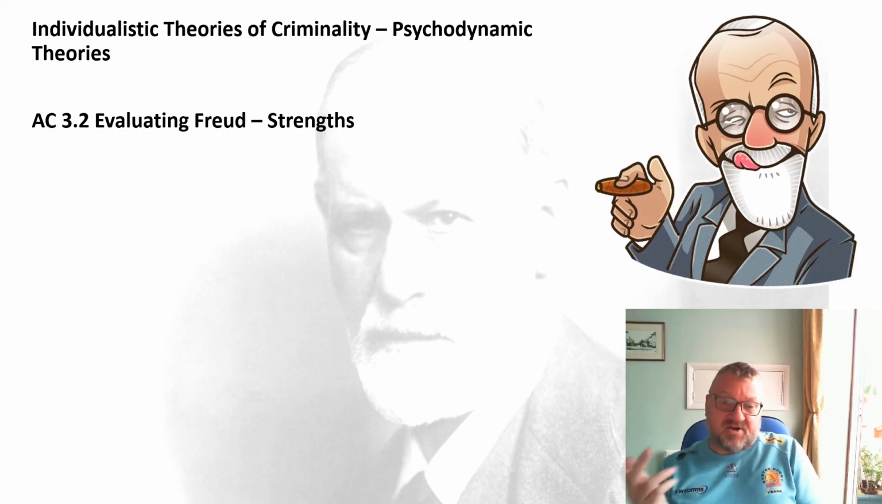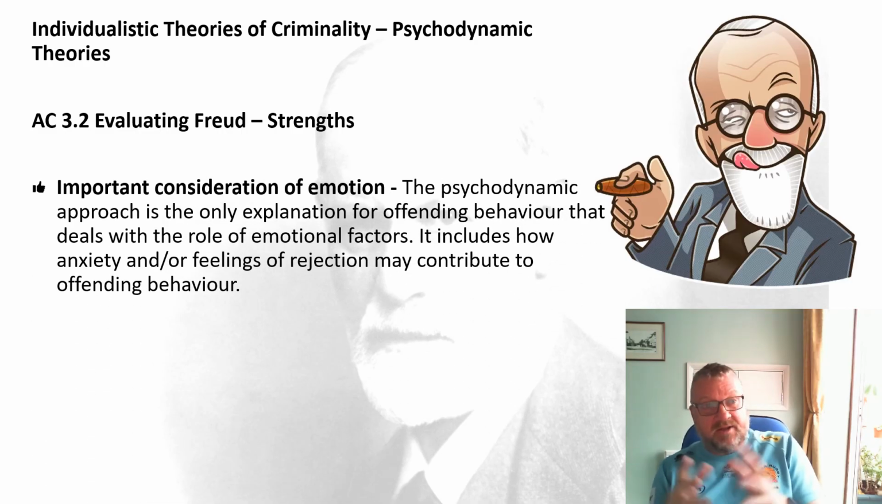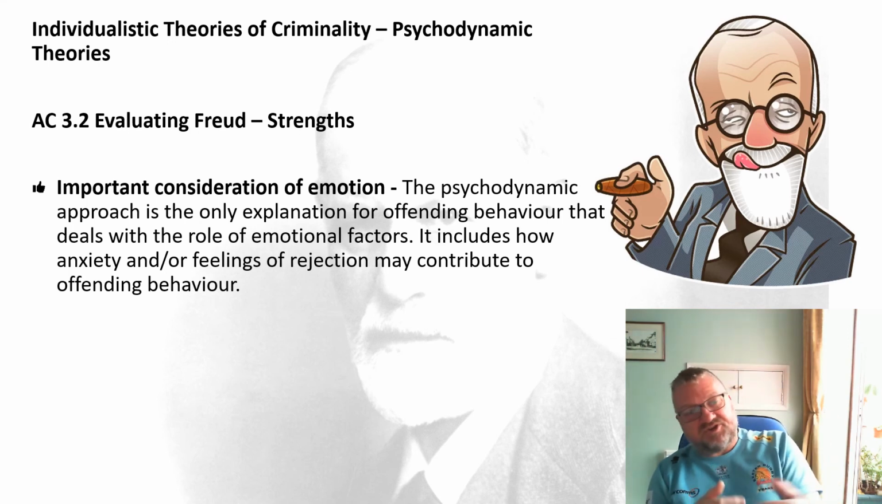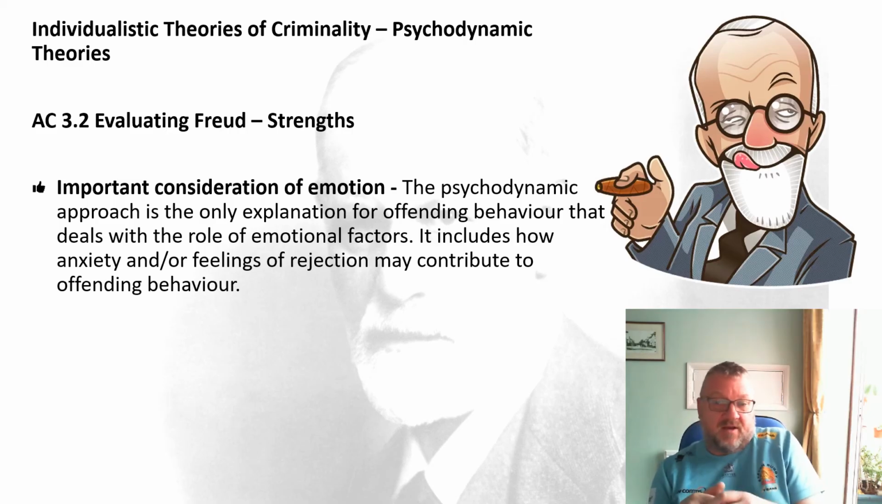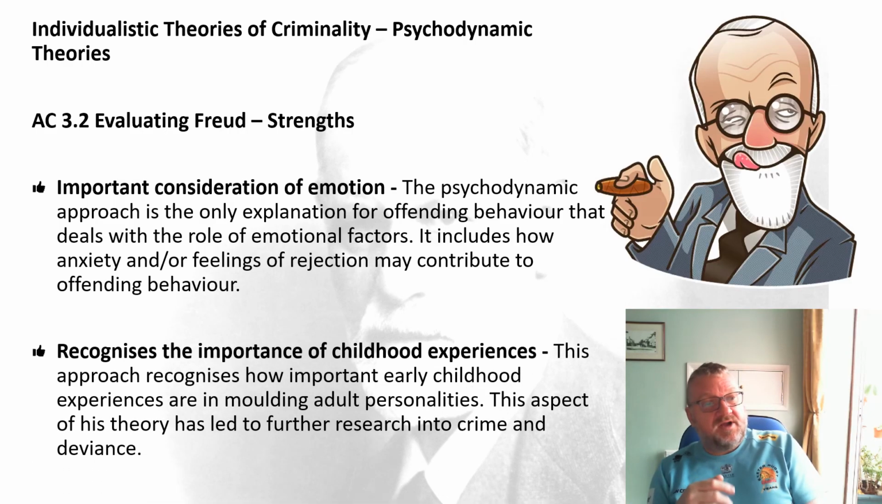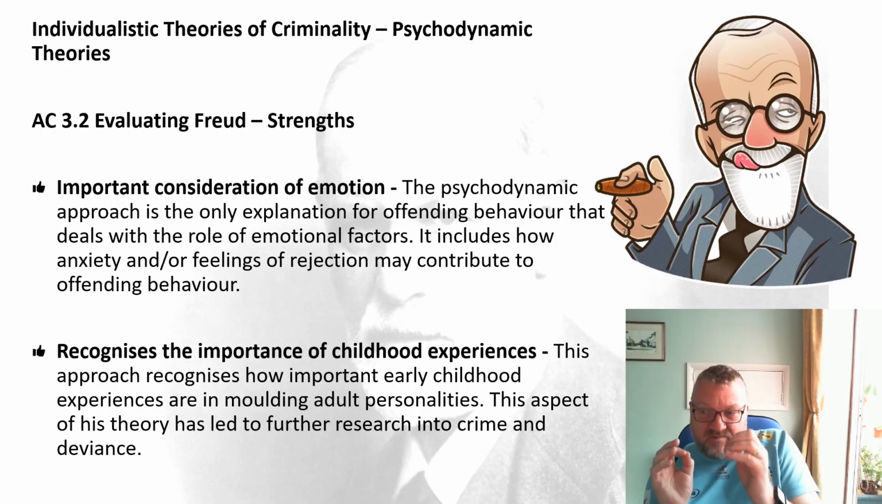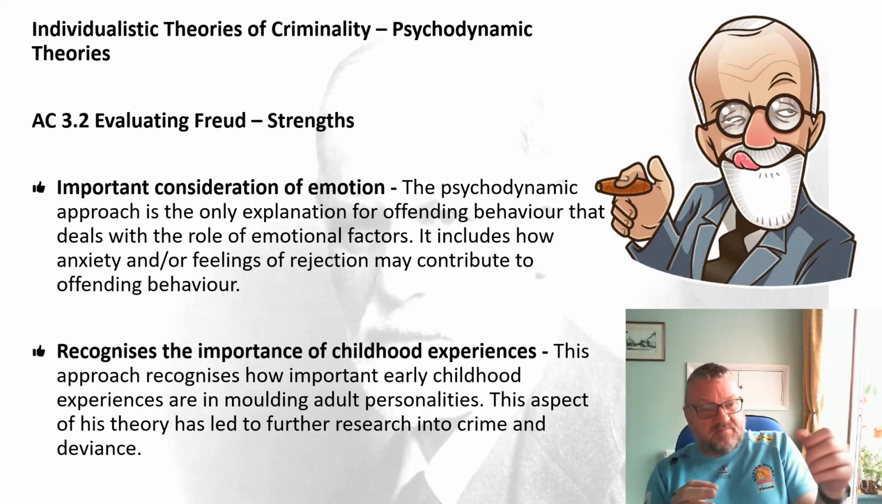Let's look at the strengths and weaknesses of his theory. So firstly, strengths, well, it's an important consideration of emotion. The psychodynamic approach is the only explanation for offending behaviour that deals with the role of emotional factors. So it includes how anxiety and feelings of rejection may contribute to offending behaviour, and there's a certain element of truth in that. And secondly, it recognises the importance of childhood experiences. It recognises how important early childhood experiences are in moulding adult personalities. And this aspect of his theory has led to much research into crime and deviance as a result of this. So there's definitely some truth in this.